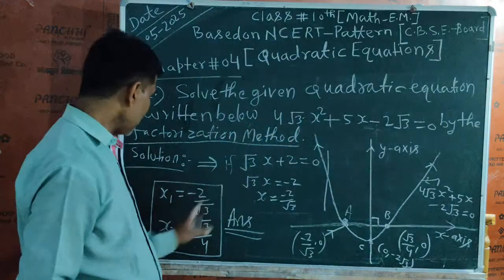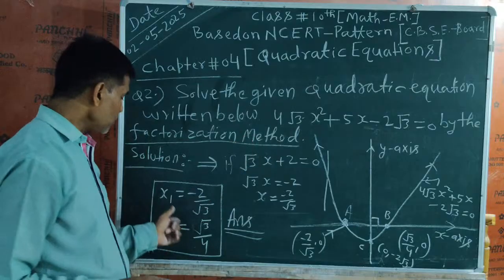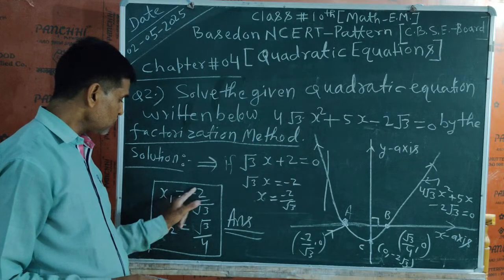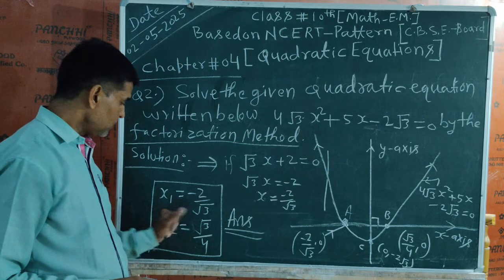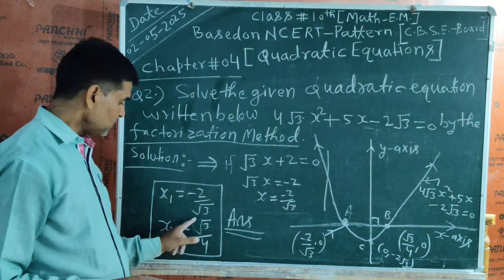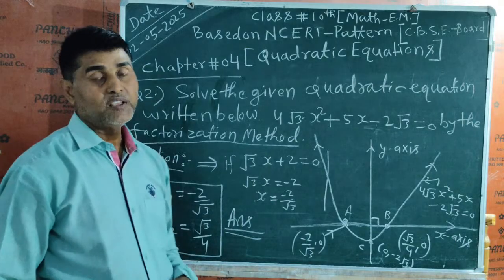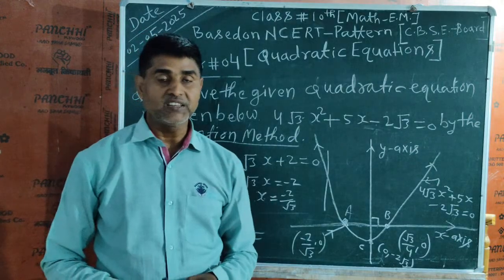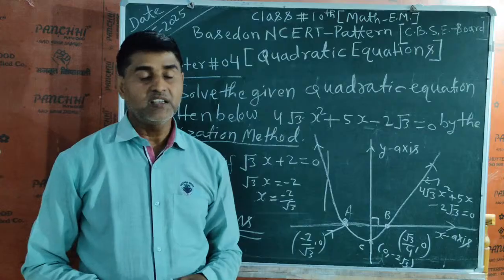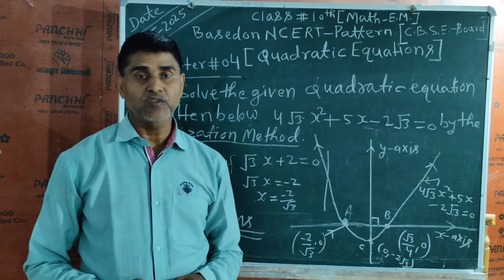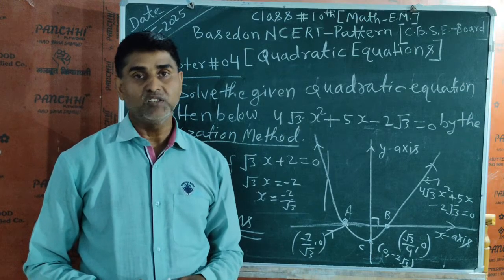After getting the factors, I have got the x values: one value is x1 equal to minus 2 divided by root 3 and the other is x2 equal to root 3 divided by 4. So according to this way, if any quadratic equation is given, you can easily get the factors of that quadratic equation by using this concept.